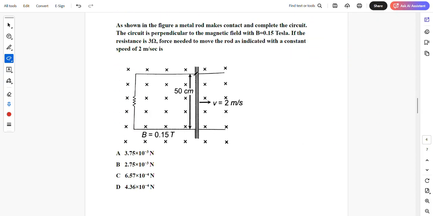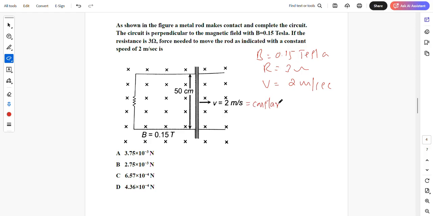As shown in the figure, a metal rod makes constant and complete contact and completes the circuit. The circuit is perpendicular to the magnetic field. B they have given as 0.15 Tesla. If the resistance R is 3 ohm, the force needed to move the rod as indicated with a constant speed V equal to 2 meter per second, and that is constant, is how much?